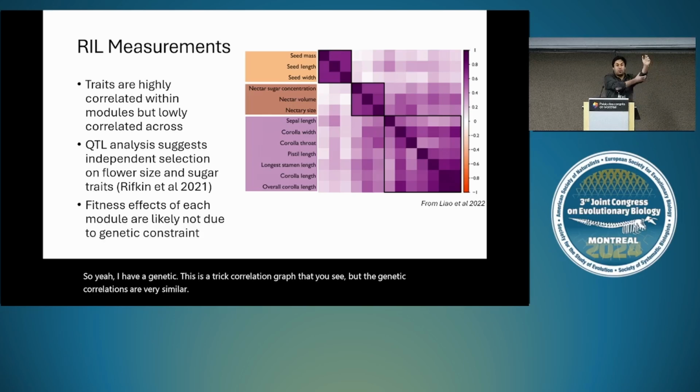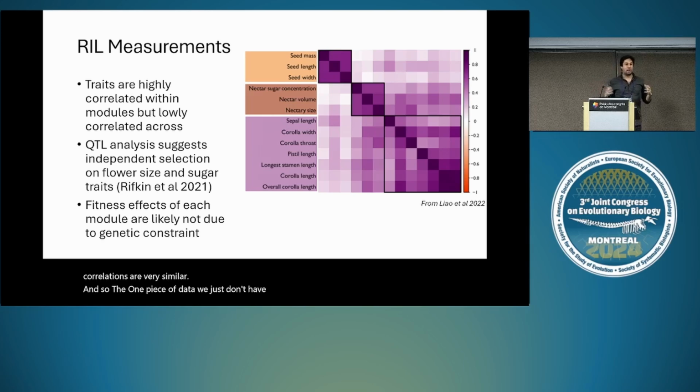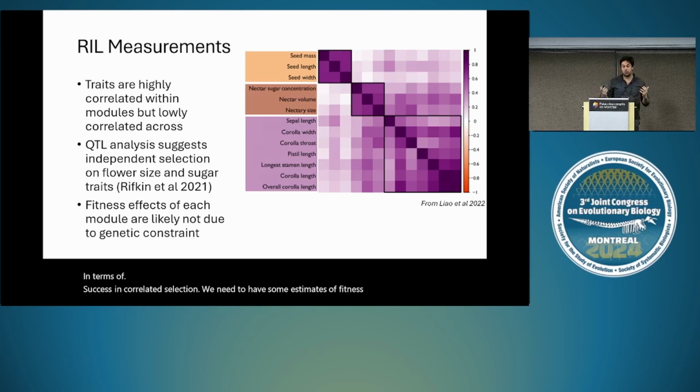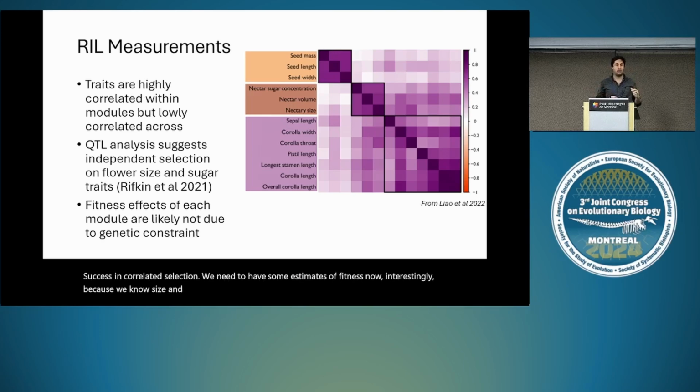So the one piece of data we just don't have yet is fitness estimates, right? If we want to understand what's going on with size and sugar concentration in terms of correlated selection, we need to have some estimates of fitness. Now, interestingly, because we know size and sugar are weakly correlated, I would not expect constraint to play a large role in selection for these traits, right? So this is where I come in.